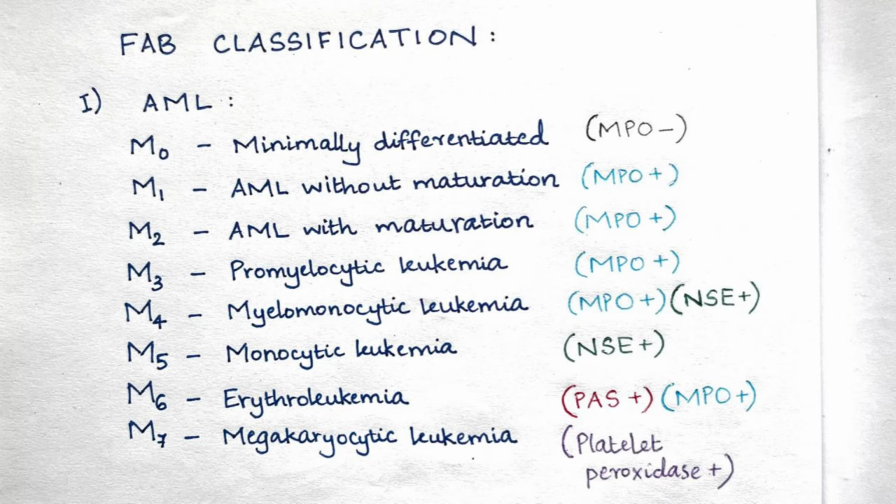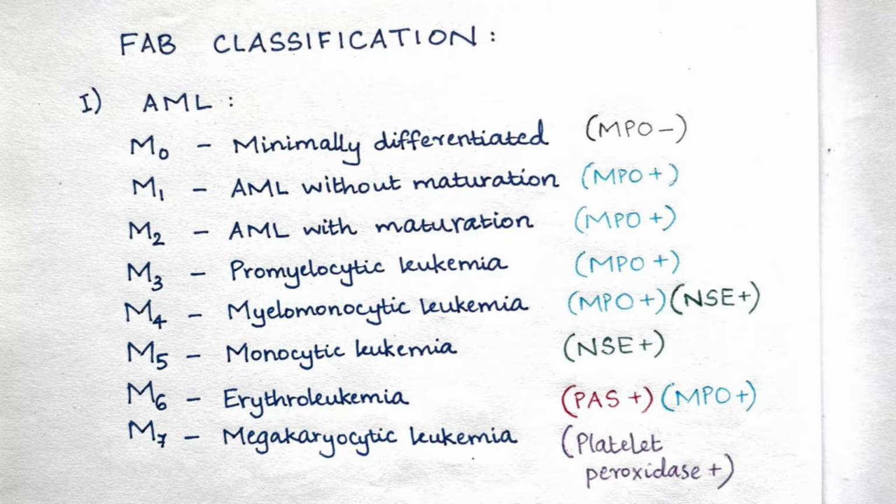M3 is promyelocytic leukemia. M4 is myelomonocytic leukemia. M5 is monocytic leukemia. M6 is erythroleukemia. And M7 is megakaryocytic leukemia.